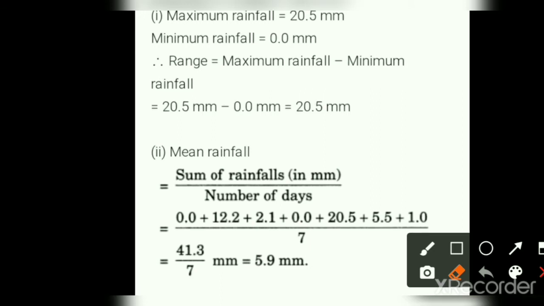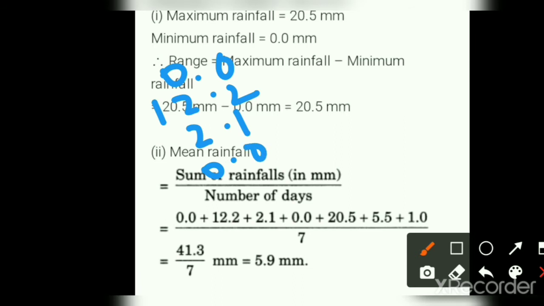So let's add 0.0, 12.2, 2.1, again 0.0, then 20.5, then 5.5 and 1.0. When you add, 5 plus 5 is 10, 10 plus 1 is 11, 12, 13. So you are getting 3.